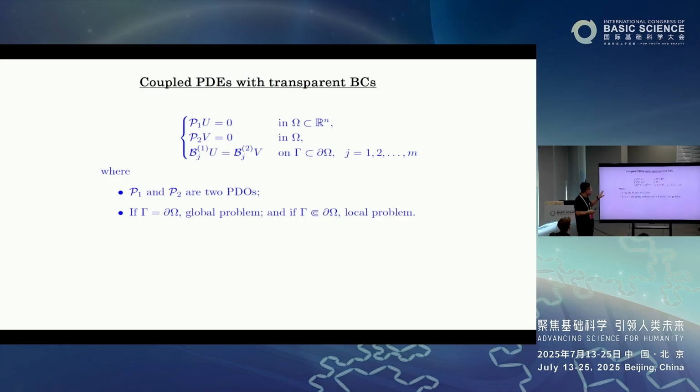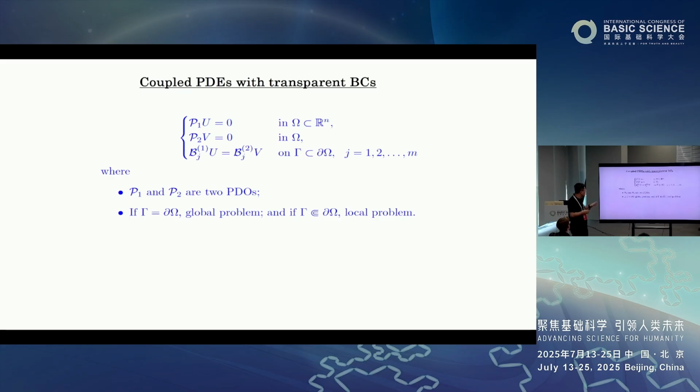First we have P1 and P2, two partial differential operators. We have P1 U equal to 0 in the domain omega, and P2 V equal to 0 in the domain omega. And on the boundary, we have two boundary operators, B1 and B2, and they specify the relation between U and V, and also this gamma is part of the boundary.